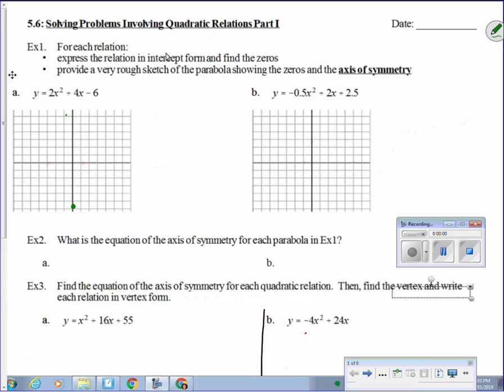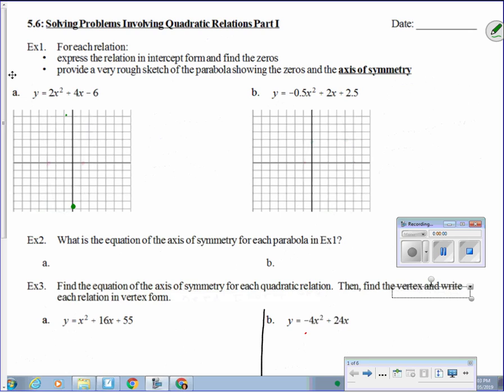Alright, so this last lesson, which is lesson 5.6, is only part 1. There's a part 2 that pulls all this information together and forces you to use all the concepts that we have. We have the vertex form, the standard form, and the intercept form, and all three give us bits and pieces of information.